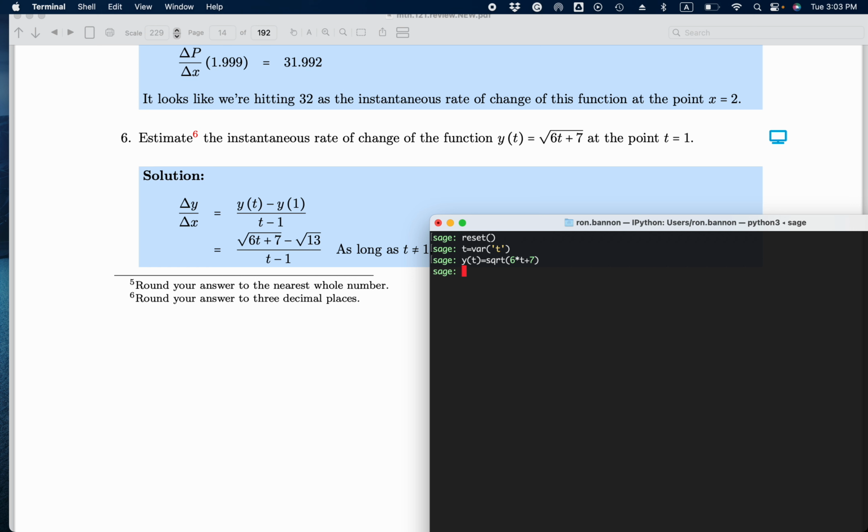Okay, I'm going to put the difference quotient in. This is m, and I'm going to say m of t is going to be assigned y of t minus y of 1, and we're going to divide that by t minus 1. And then we're going to start to evaluate it. What are you going to evaluate? From both the right and the left of 1.